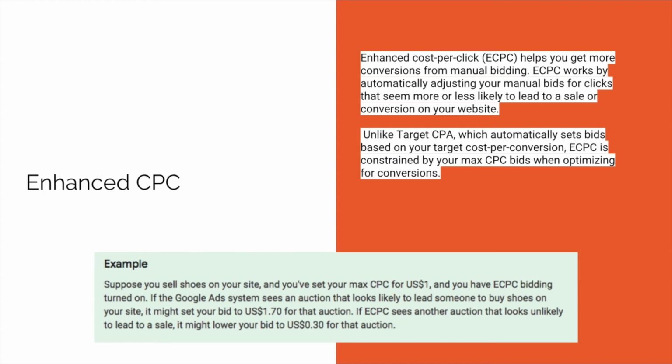If you have turned this option on, Google sees an auction that looks likely to lead someone to buy shoes on your site. It will increase the bid to $1.70, though you have set your max CPC as $1. And if there is no chance of converting, or no probability of that keyword converting, Google's system using the enhanced CPC option will reduce your bid from $1 to 30 cents. This is exactly how it will increase or decrease bids based upon the chances of your conversion. Then you have the manual bidding option, which is simple. We have already seen that.